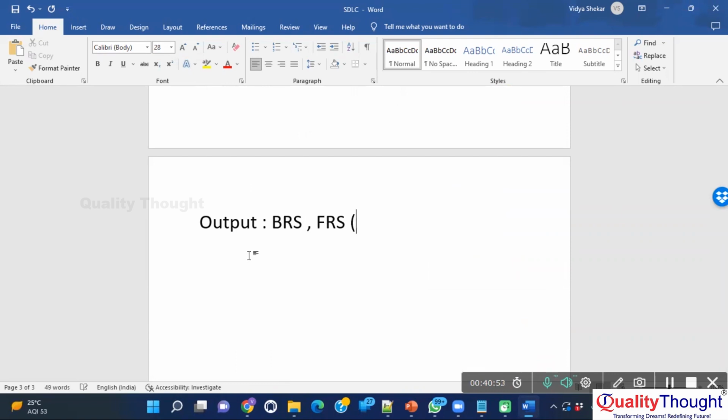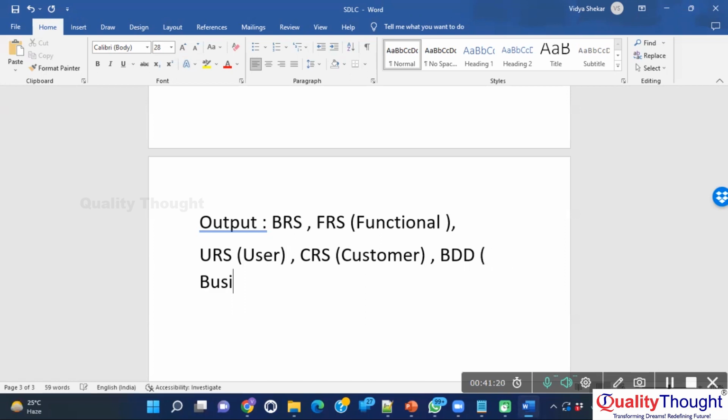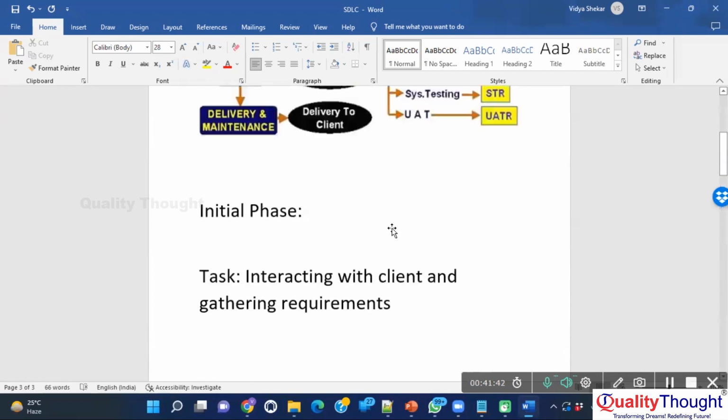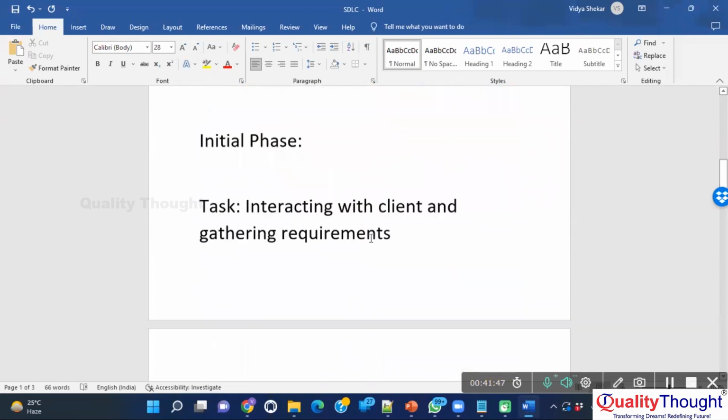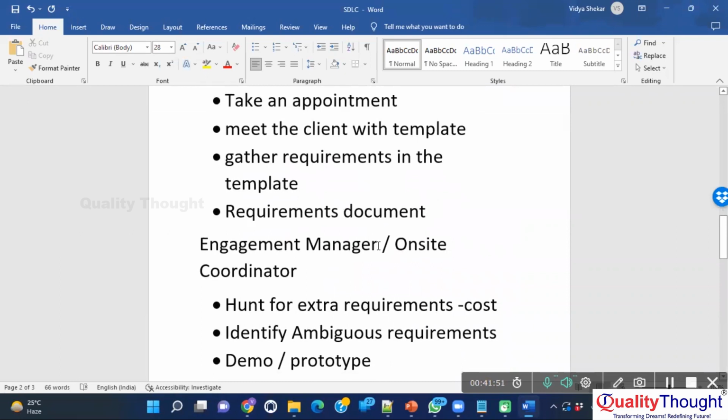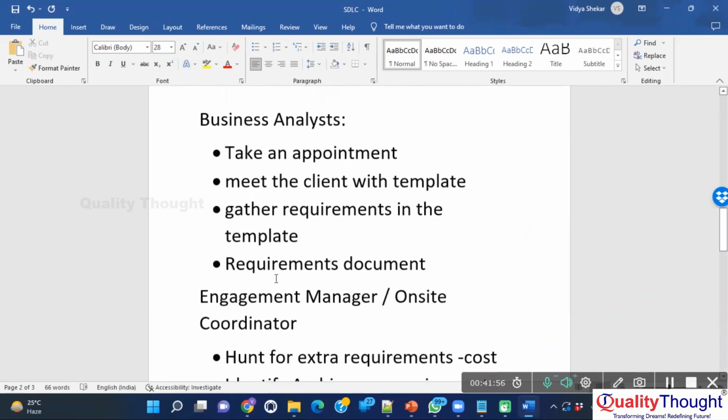Other name is FRS, functional requirement specification document. Other name is URS, user requirement specification document. Other name is CRS, customer requirement specification document. Other name is BDD, business design document. Other name is BD, business document. Don't get confused; each company will use a name. Don't get confused when you join an IT company. The first thing which happens is they interact with the customer, and they develop one document. This document is called the business requirements document. Is it clear what I'm talking? Yes, no? Yes, sir.